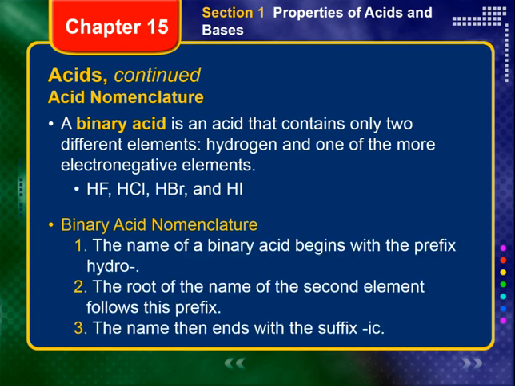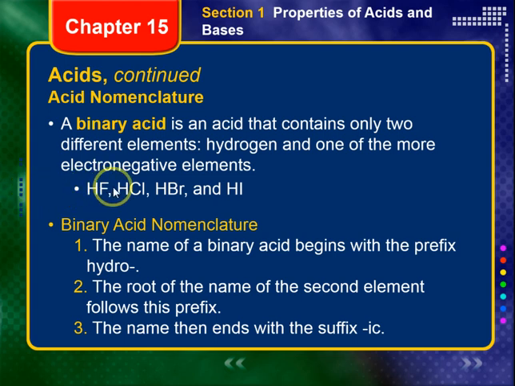Now, we do need to be able to name these things in this chapter. Remember, a binary acid is an acid that contains only 2 different elements, hydrogen and then one other element. It's usually going to be the more electronegative elements. So remember, the most electronegative element is fluorine, and then we have chlorine, bromine, and iodine.